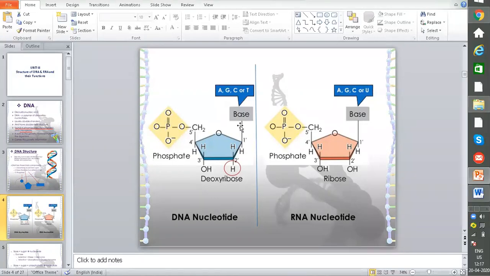And there is one more difference. In DNA, the nitrogenous bases are four types: adenine, guanine, cytosine, and thymine. In RNA, we also have four nitrogenous bases: adenine, guanine, cytosine, and uracil. So in place of thymine, uracil is present in the RNA nucleotide. This is the second important difference. The first is the hydroxy group, which is absent in the DNA molecule at the second position of ribose sugar, and the second is that uracil is present in place of thymine in the RNA nucleotide.